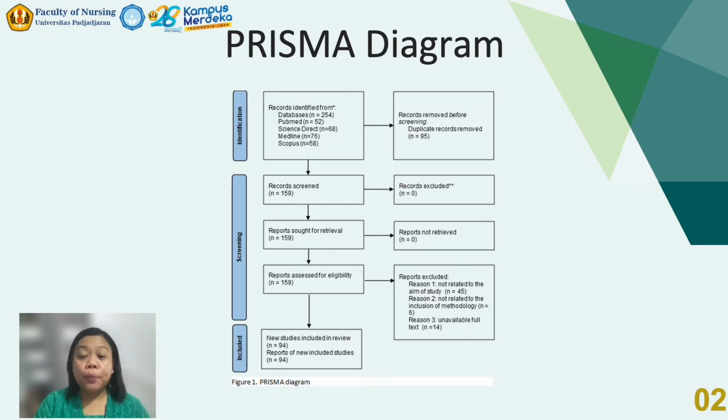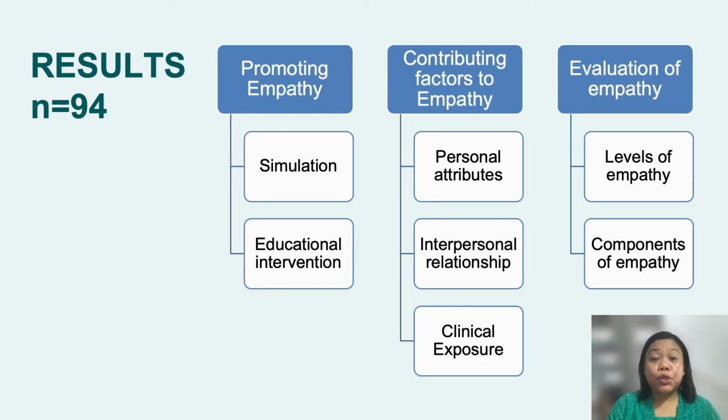In the final scoping review, the search results and the study inclusion process were presented in a Preferred Reporting Items for Systematic Reviews and Meta-Analysis extension for Scoping Review flow diagram. The 94 papers were thoroughly read and had the main information extracted. The themes that emerged in this study were promoting empathy, contributing factors to empathy, and the evaluation of empathy.